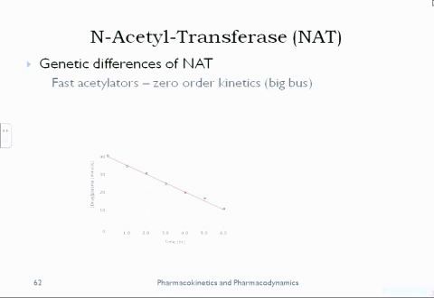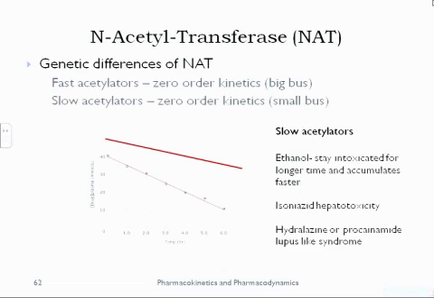Fast acetylators follow zero-order kinetics, which is a big bus, while slow acetylators have the small bus. You can see how they break down the medication much more slowly. The problem is that slow acetylators can get hepatotoxicity with certain medications, like isoniazid. Other medications associated with problems in slow acetylation are hydralazine and procainamide. We give a lot of hydralazine to people, so I would be very careful about giving hydralazine to Native Americans because you may get into trouble with that medication.